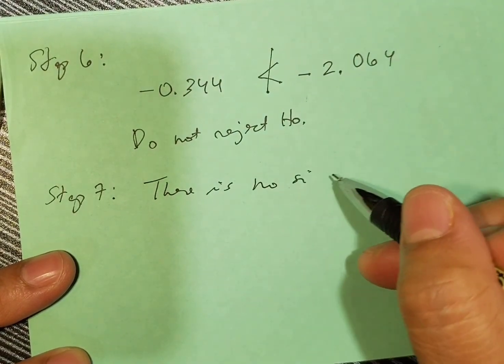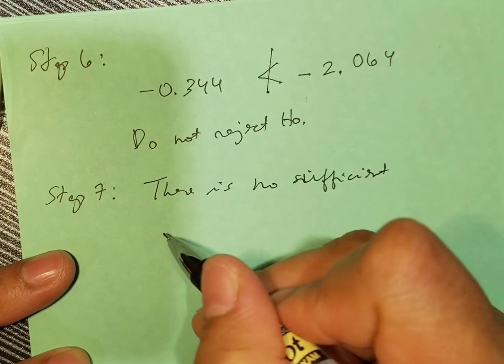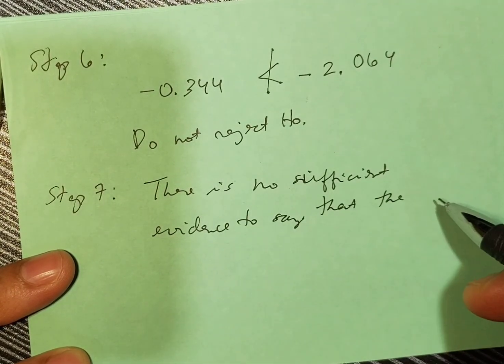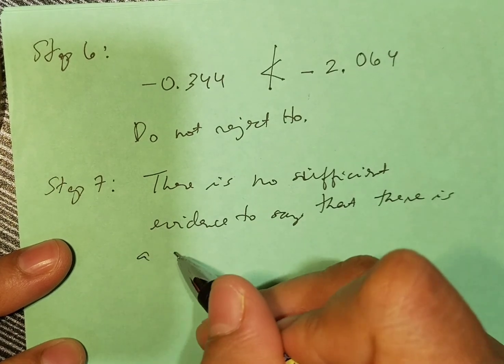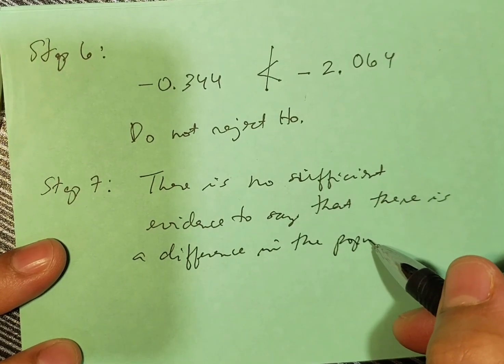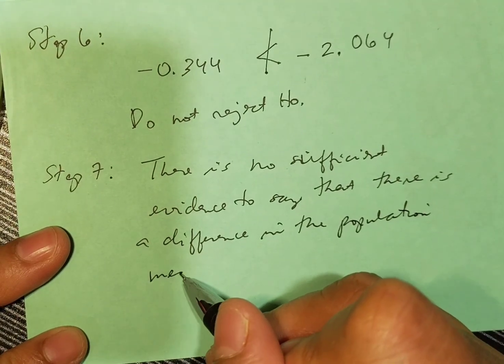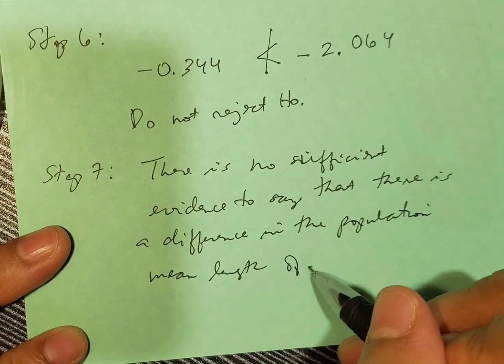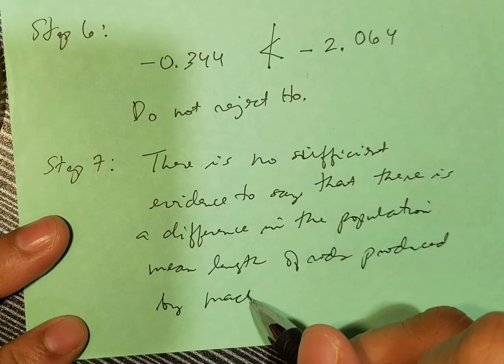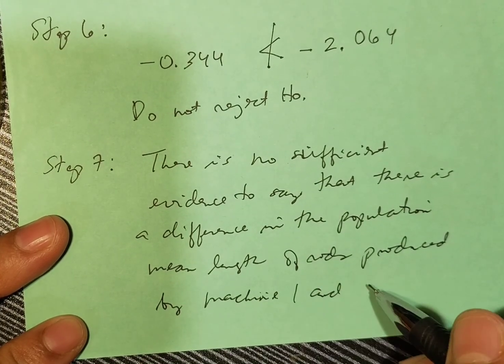Conclusion, there is no sufficient evidence to say that there is a difference in the population mean length of rods produced by machine 1 and machine 2.